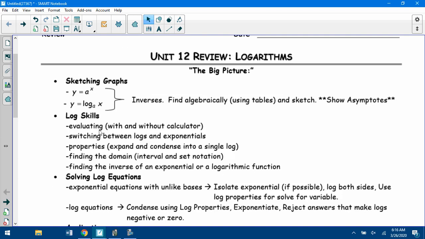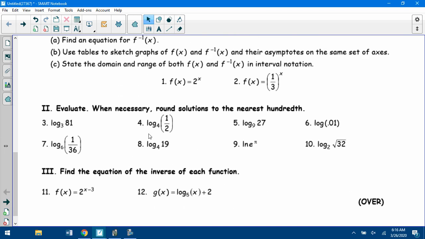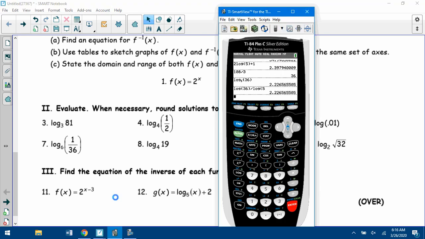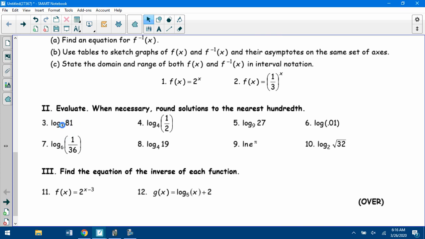Log skills, evaluating with and without a calculator. That means the second section here, knowing what a log means. Log base 3 of 81. Now I won't know if you just plug that into the calculator. You definitely can, but just for future math classes, it's going to be way more helpful for you if you can understand what that log means.